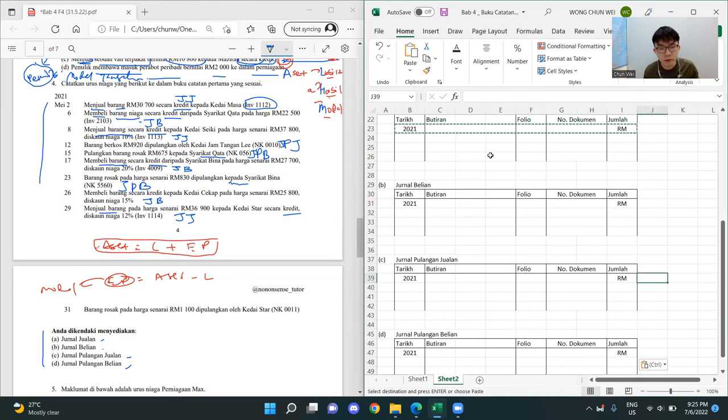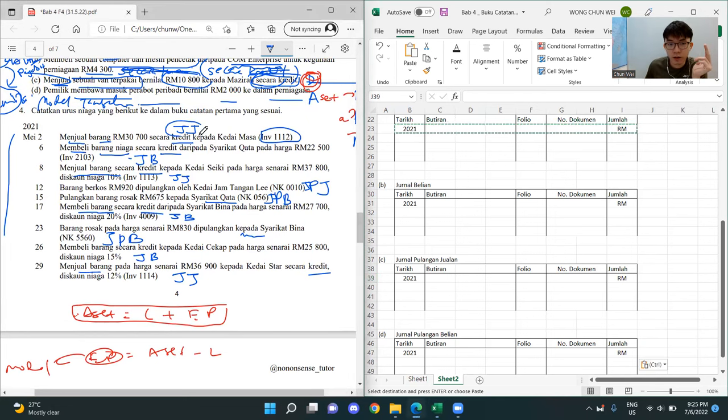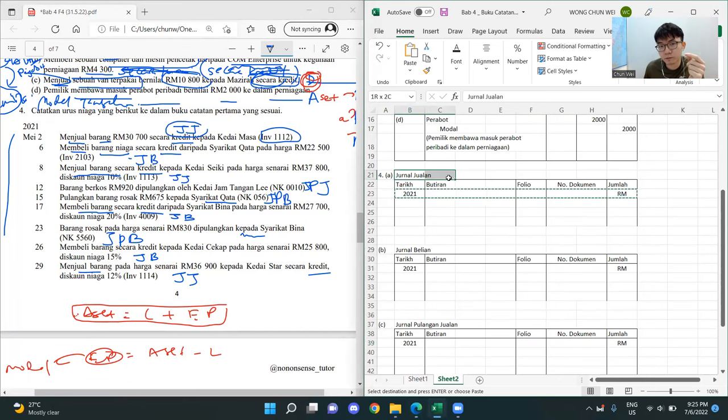Okay, so at the same time, maybe you can try to pick up. All right, so two. Menjual barang. Written here, right? JJ. So, straightforward. Go to JJ, Jurnal Jualan. Of course, at the first attempt, it must be correct. Sometimes you can double check. JJ, menjual, credit. So in your Jurnal Jualan, you go May 2nd, the tarikh must be accurate. So daripada siapa or kepada siapa. We sell goods to Kedai Masa. Here, right, Kedai Masa.